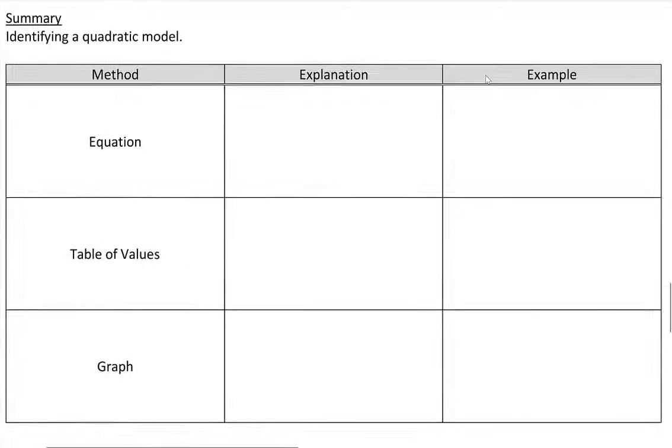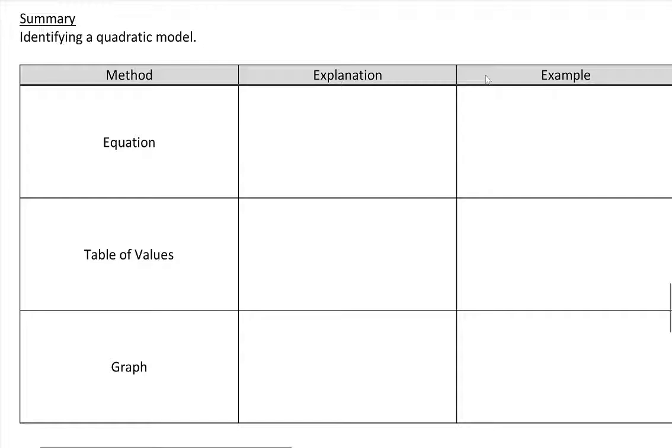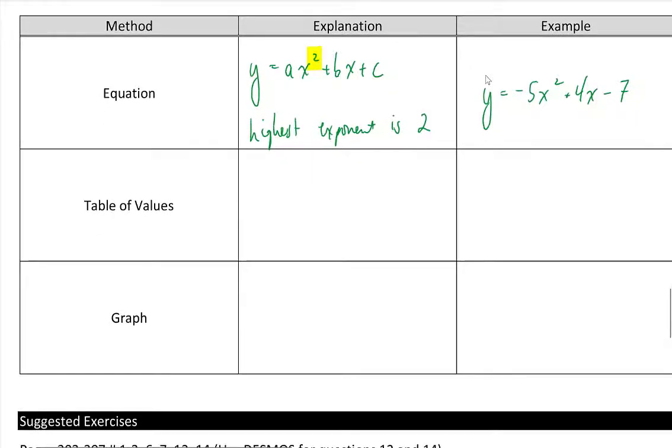All right, so let's summarize what we've covered so far. First thing, the equation will have an x squared in it. So it looks something like this. y equals ax squared plus bx plus c. The highest exponent must be 2. And for example, that could be y equals negative 5x squared plus 4x minus 7. From a table of values, the second differences are increasing or decreasing by the same value.